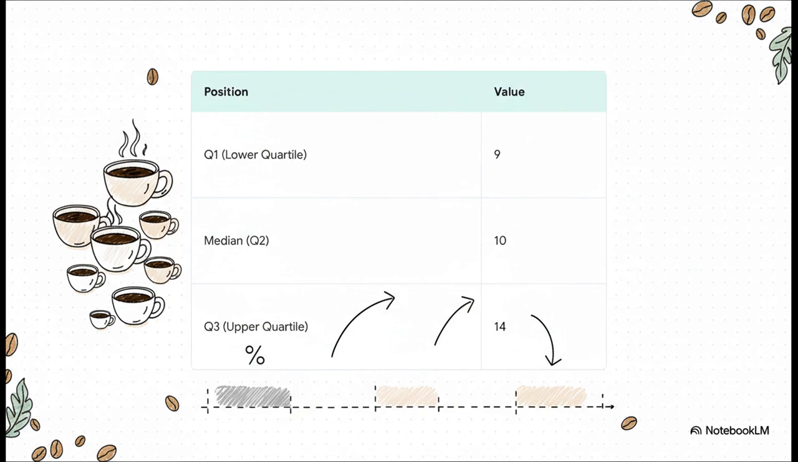Let's put this to the test with a real-world example from a coffee shop. So we've lined up the number of customers they had each hour. The median, Q2, is right in the middle at 10 customers. Now we look at the bottom half, and its middle value, Q1, is 9. And the middle of the top half, Q3, is 14. This tells us something really useful. 25% of the hours, the shop had 9 or fewer customers. See, we're already getting so much more insight than a plain old average could ever give us.